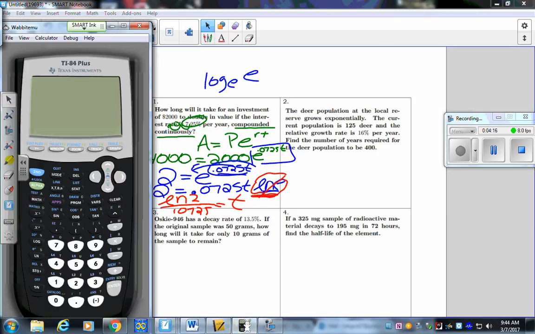So let's go ahead and type it in. Maybe you can turn on your calculator. Alpha y equals enter to get that fraction outline. It's going to help us. Natural log of 2 over 0.0725.